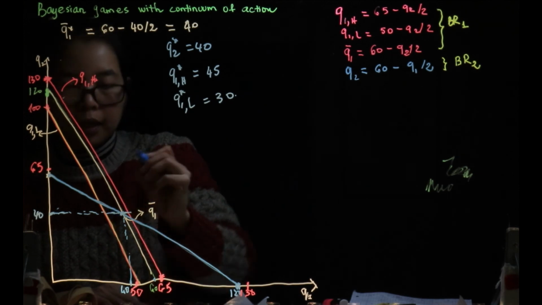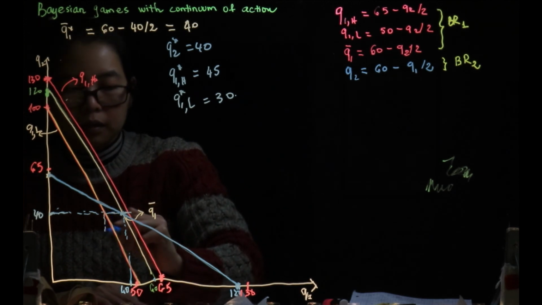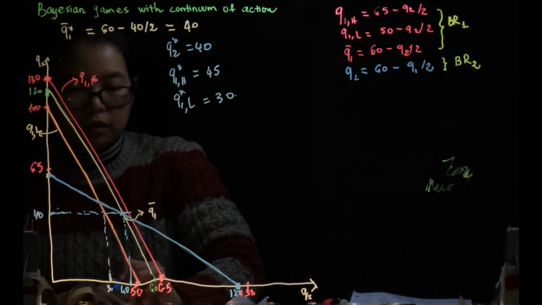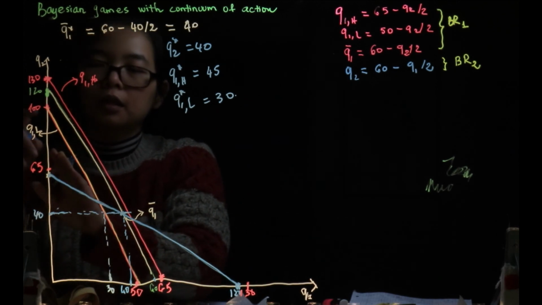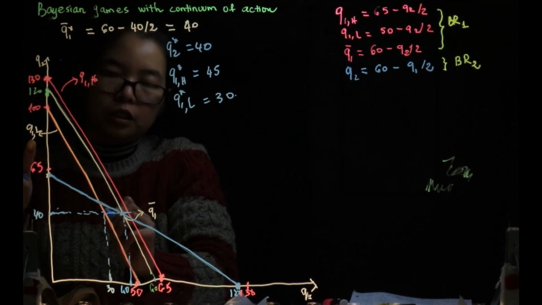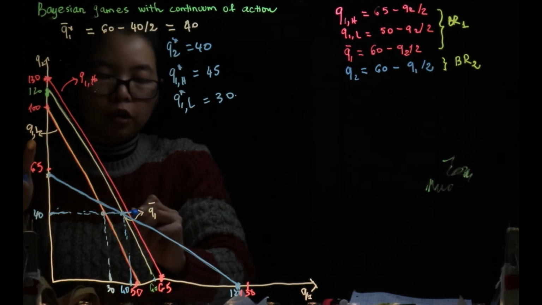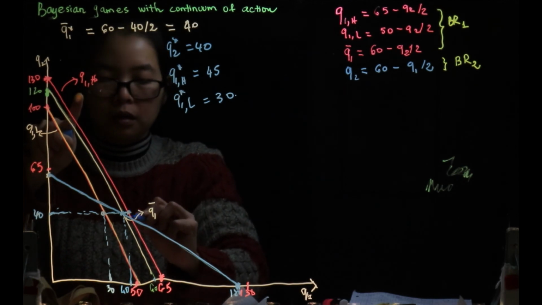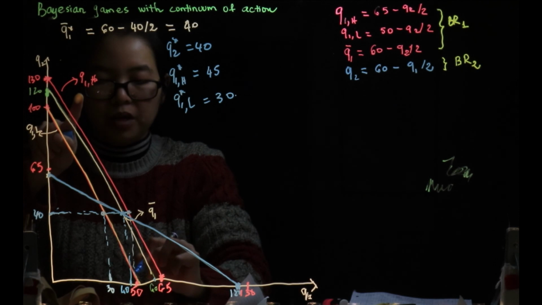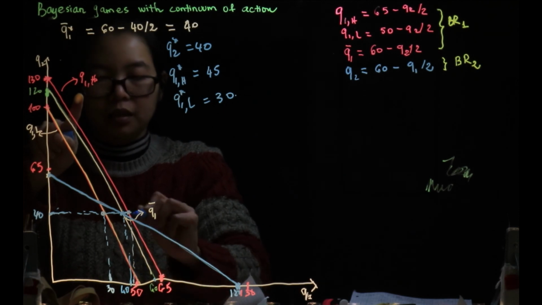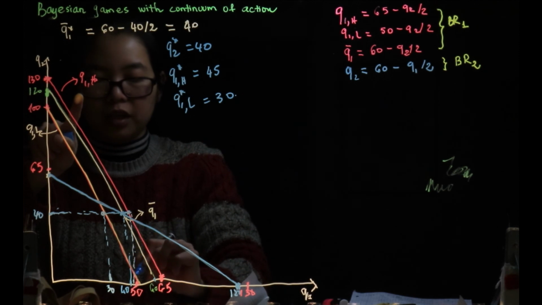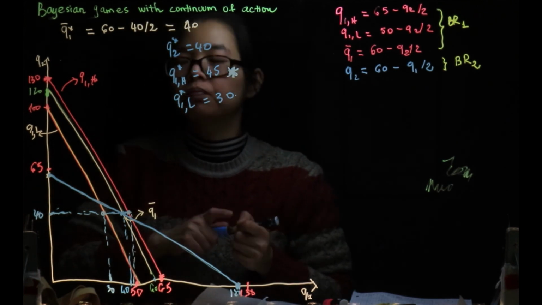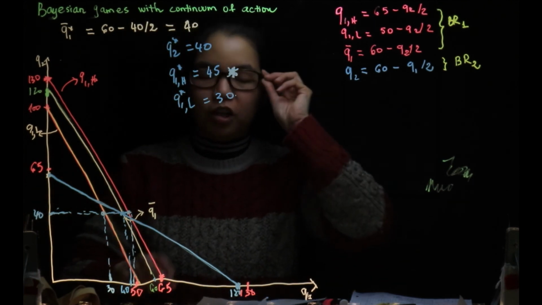So this is Q1 low, 30. So it crosses this best response of Q1 low at 30 and crosses the best response of Q1 high at something in the middle of 40 and 50 over here. But it's just too dense to write something there, so imagine that, okay? So that's the best response function on the graph.